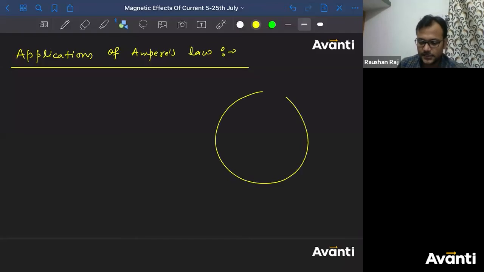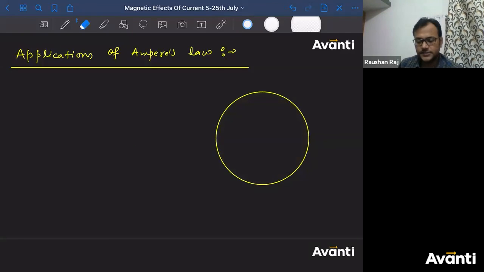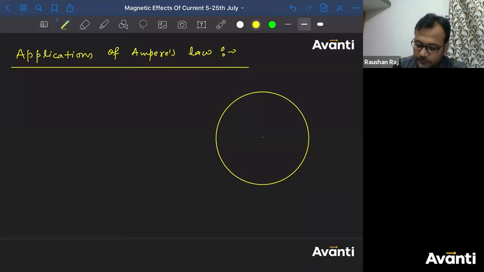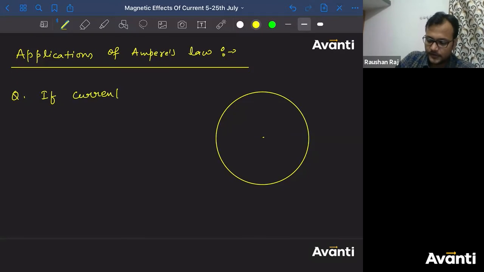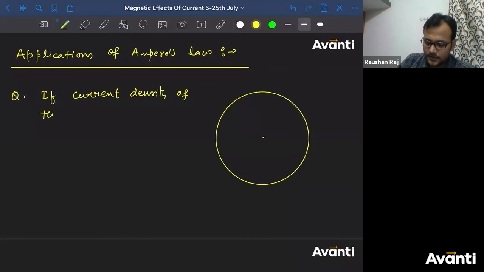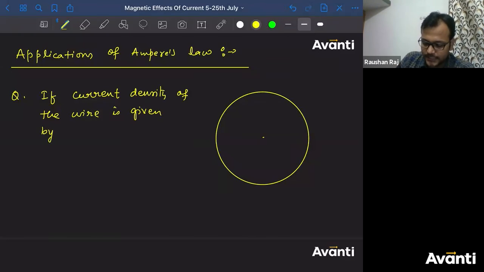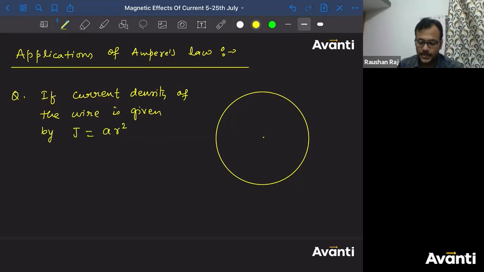if this is a current carrying wire, like this is a cylindrical wire again I'm taking. This is the center of it. The question is, if the current density of the wire is given by J is equal to A R square.